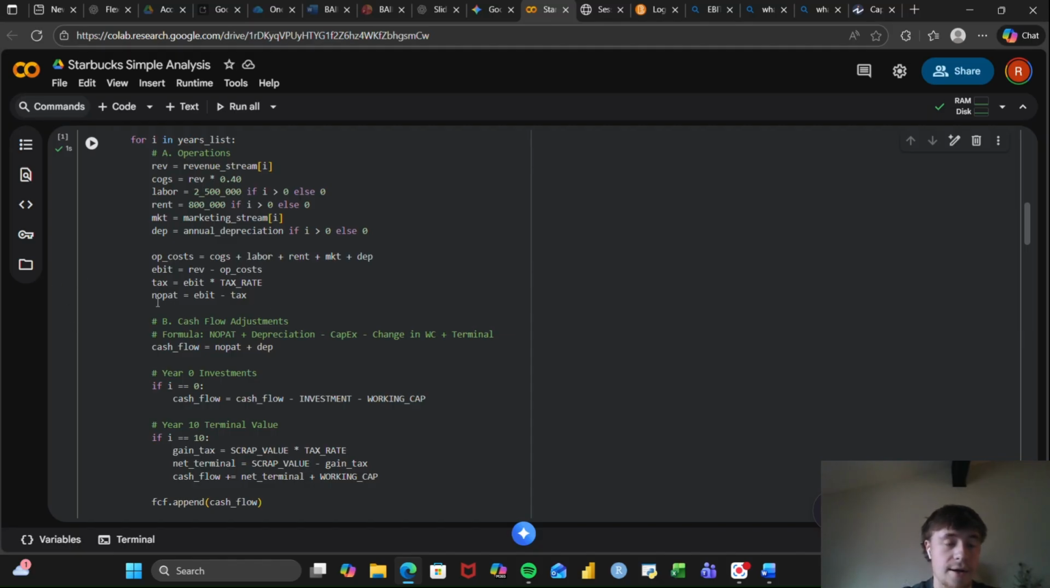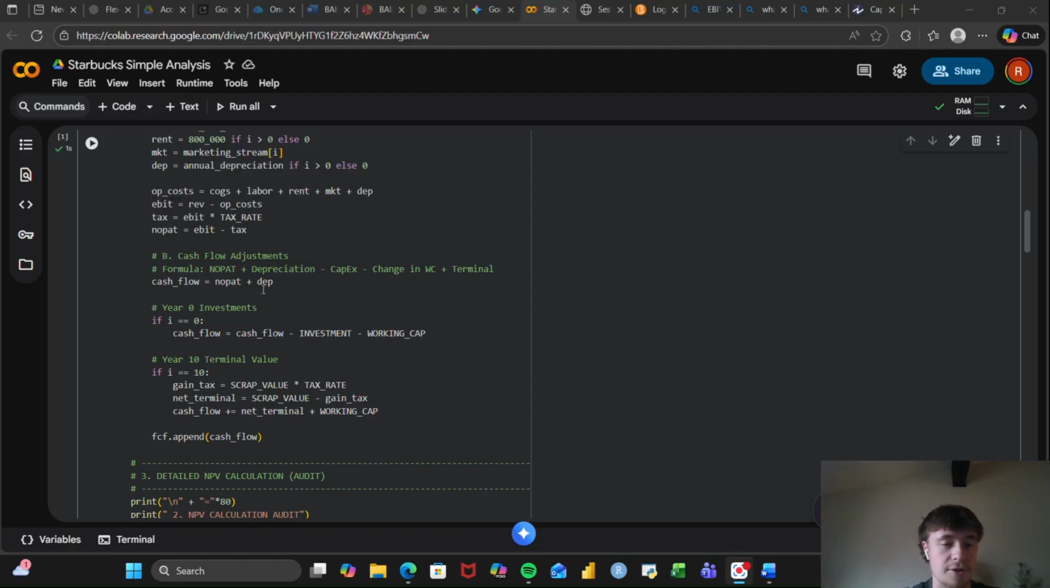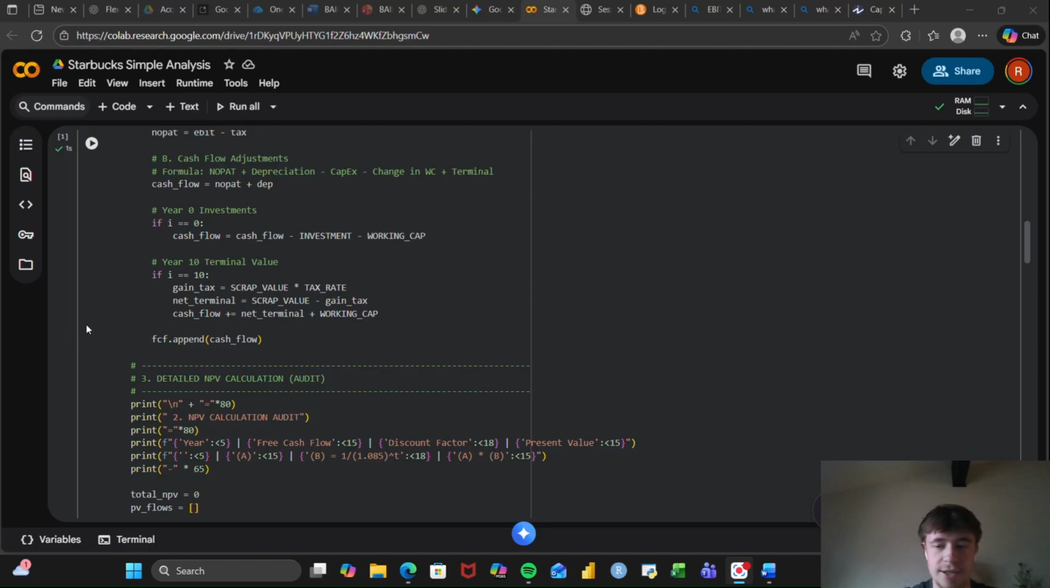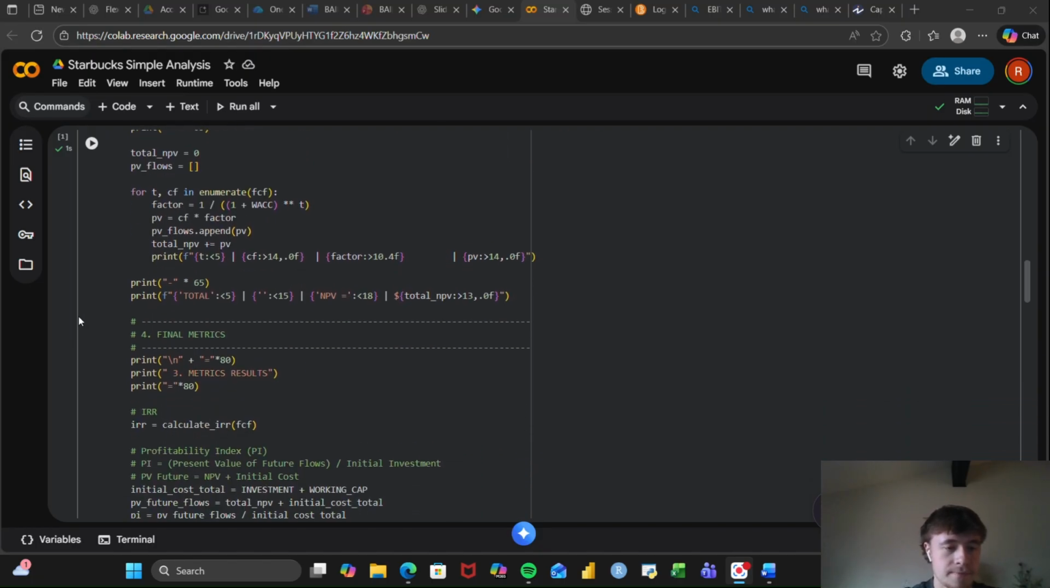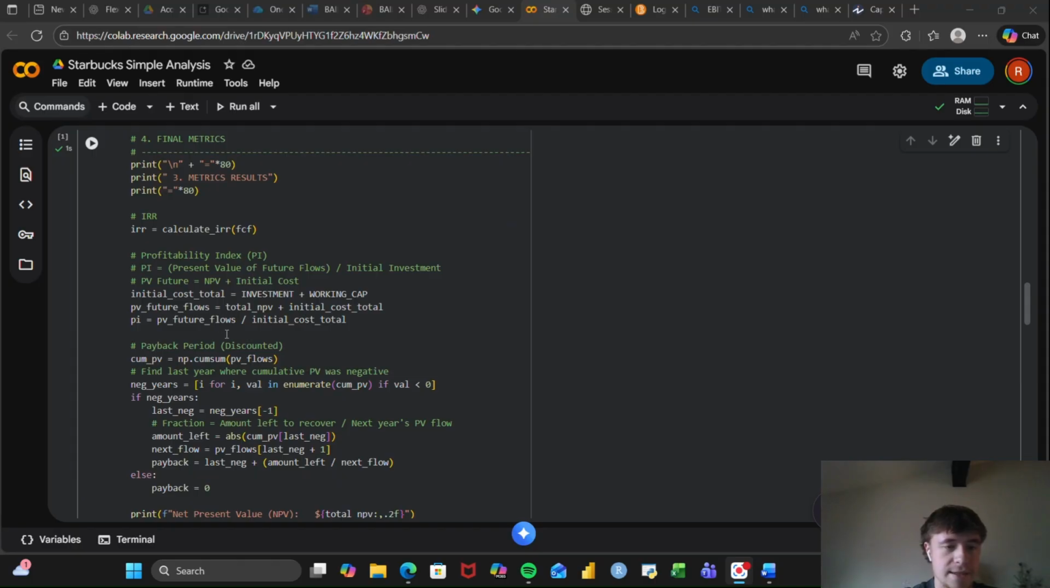And then our NOPAT, which is also known as the net operating profit after tax, is just the EBIT minus that tax that we just calculated. And then our cash flow is just the NOPAT plus the depreciation. And then here we just are calculating all our cash flows, and then calculating the NPV, so adding up all of these. And then also in here we will determine the discounted cash flows.